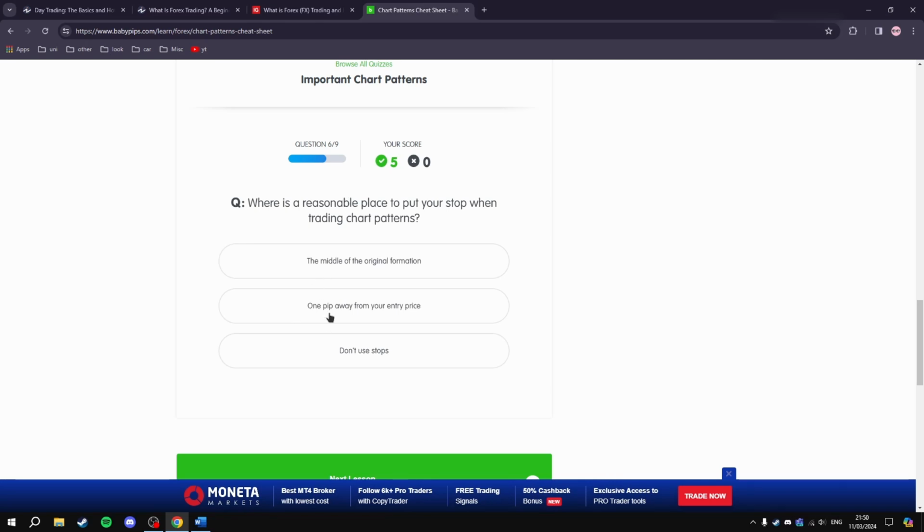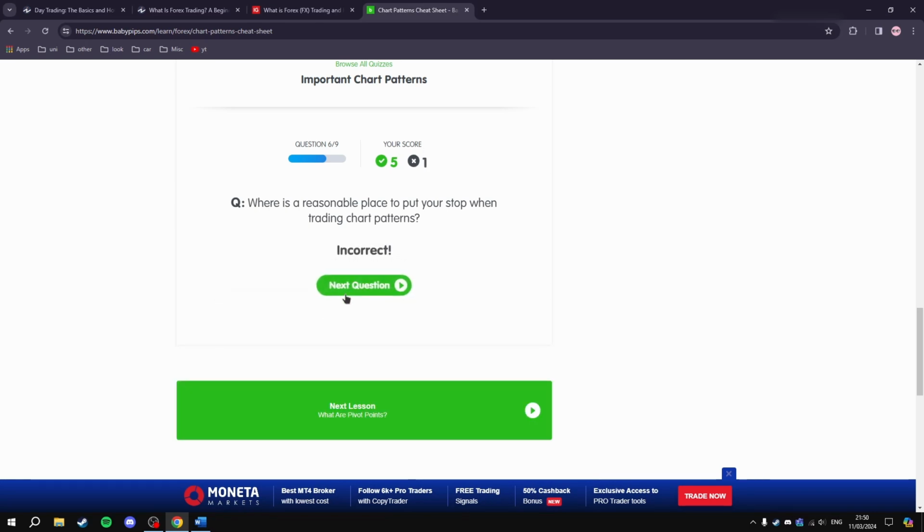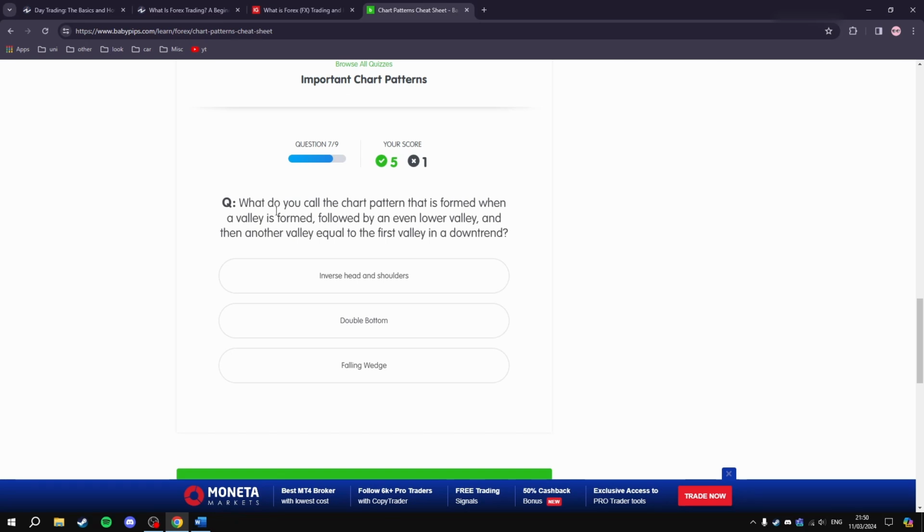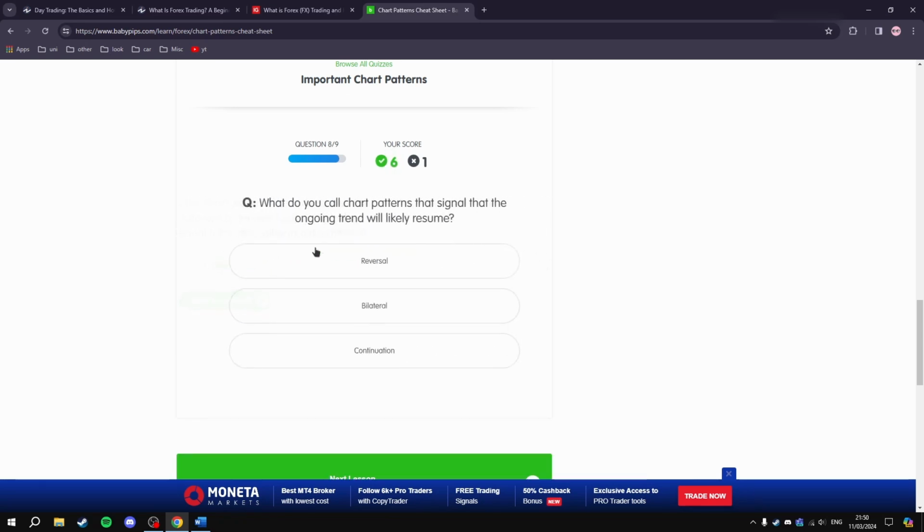Where is a reasonable place to put your stop when trading chart patterns? One pip away from your entry price. Oh, never mind. What do you call a chart pattern that is formed when a valley is formed, followed by an even lower valley and then another valley equal to the first valley? That's the inverse head and shoulders.